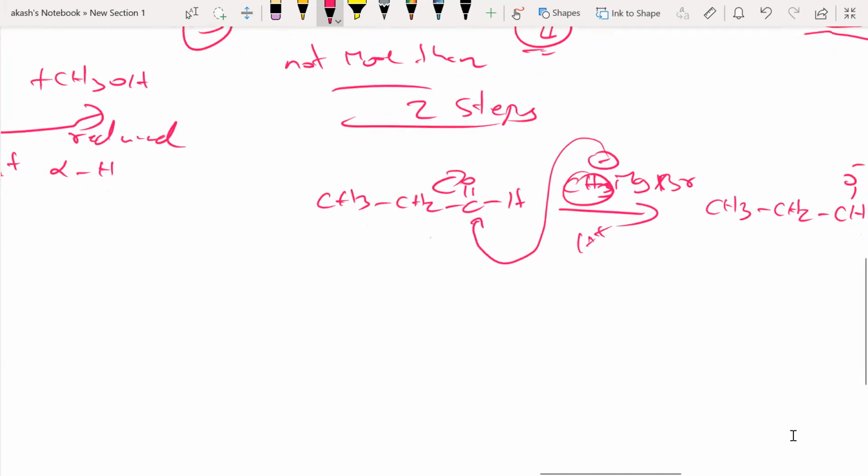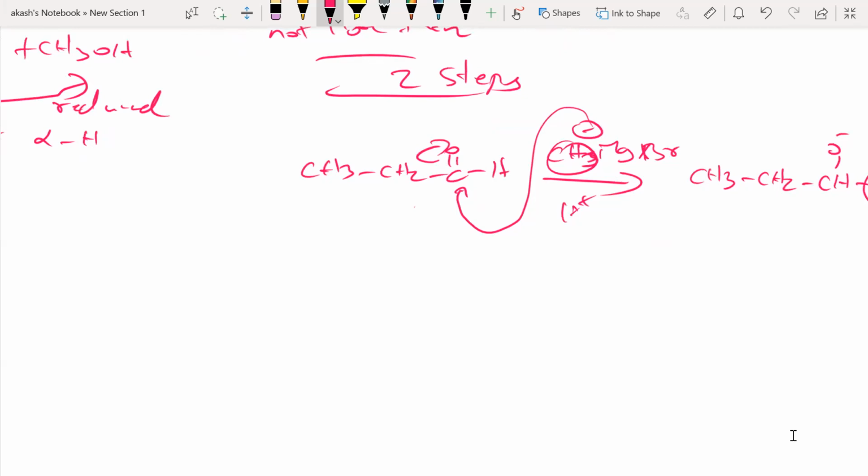Okay. So if I ask you, I have this particular ketone with me, and I'm making it react with NH2OH, right? What is the product formed?